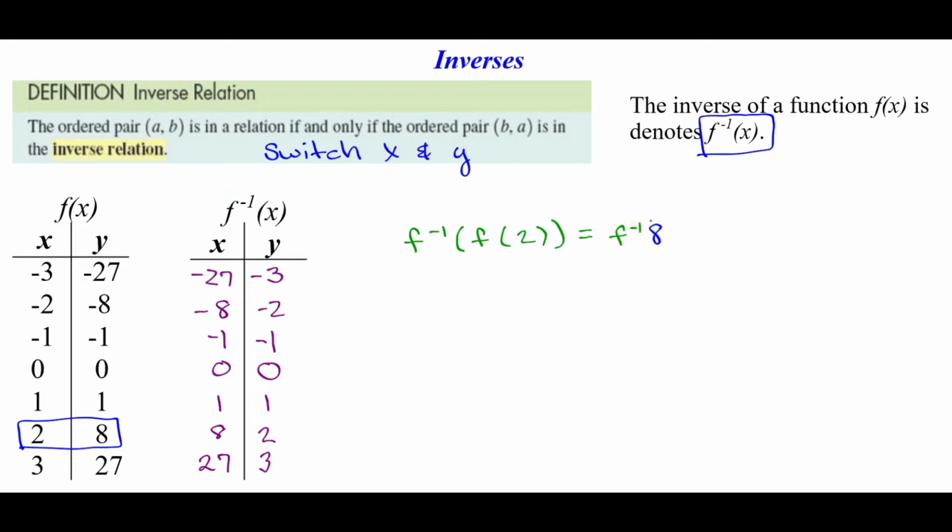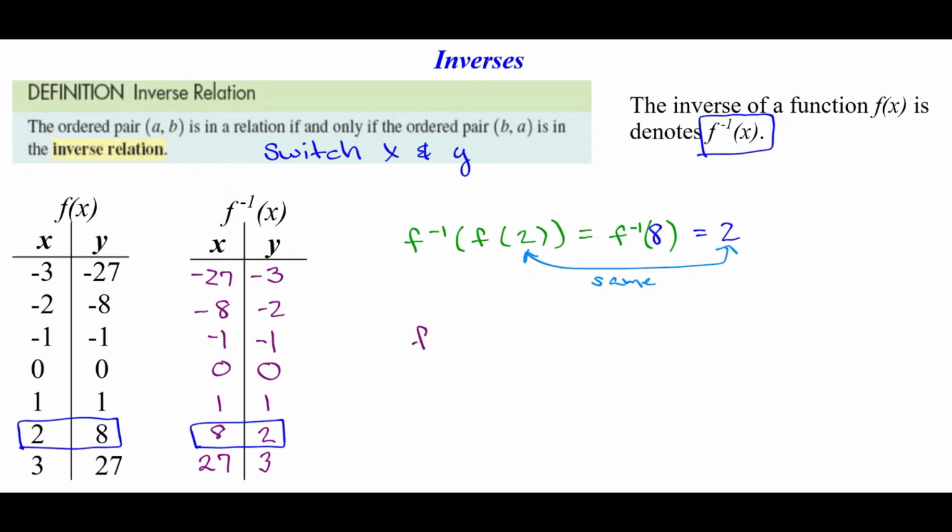f inverse of 8. So then if we go to the inverse function, where is 8? 8 is right here. So f inverse of 8 gives me 2. What I want you to notice is that the number that we started with and the number that we ended up with are the same, because the function and the inverse of that function are going to undo each other. It doesn't even matter what order we're working in.